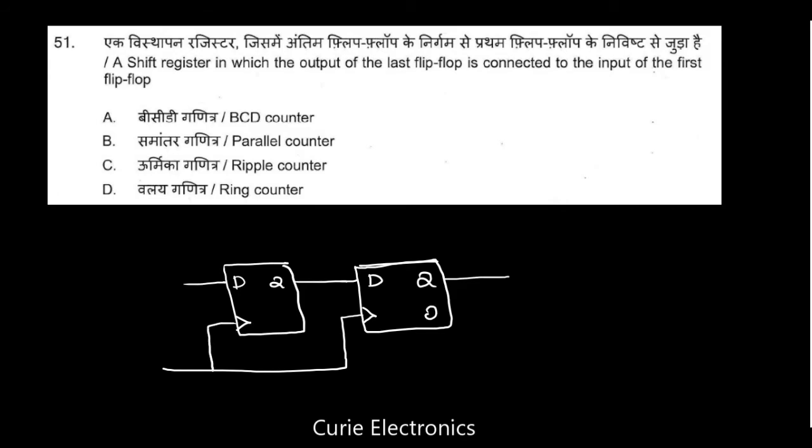Now what is there? These are shift registers. Whatever D input we give, that will get shifted towards right or left. Now from the output, that is Q, Q will be connected to the input. This is known as the ring counter.